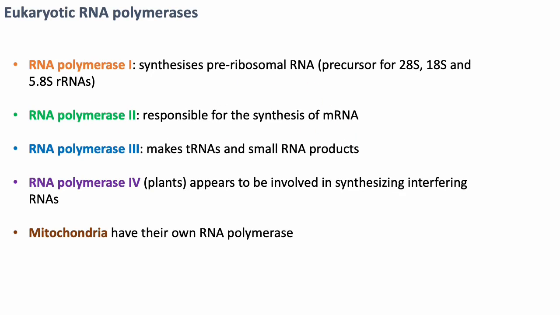Whilst RNA polymerase 3 makes the tRNA, remember the transfer RNAs that we discussed the other week, and also small RNA products like microRNAs. These are very short products of RNA which help to control gene expression. Then we also have RNA polymerase 4, which we find in plants, that appears to be involved in synthesizing interfering RNAs. And in mitochondria, they even have their own RNA polymerase. So there are different types of RNA polymerases in eukaryotes. It's much more complex.